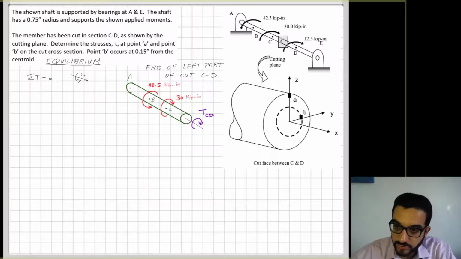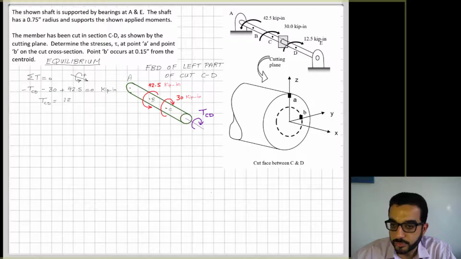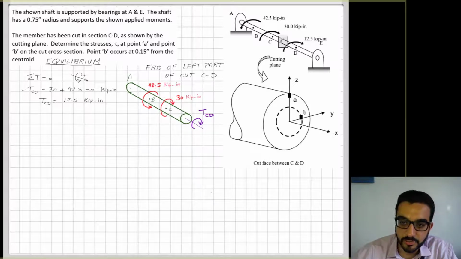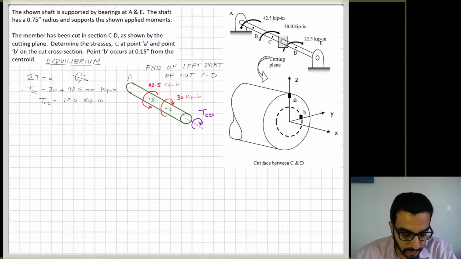So I'm considering that's my positive, and if I do the sum of the torques or the sum of moments around this axis, I will figure out that TCD is equal to 12.5 kip inches. TCD is a torque internal at any point between the distance or point C and D. So if I cut it a little to the right or cut it a little to the left, it will always be equal to 12.5 kip inch.